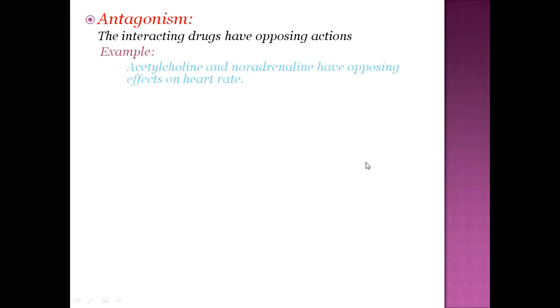First is antagonism. All of you have heard antagonism, nothing but it gives the opposite action, opposing the action of the object drug. Here, interacting drugs have opposing actions. For example, acetylcholine and noradrenaline have opposite effects on heart rate. This is the best example of antagonism. ACh and NA have opposite effects on heart rate, either enhancing or decreasing the heart rate.